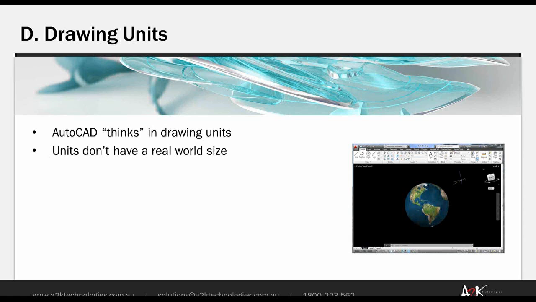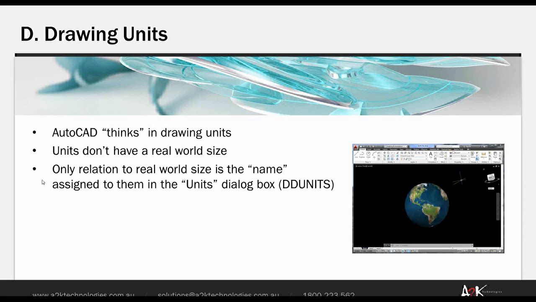Most important thing is units don't have a real world size. So a unit is just a unit. It doesn't have any value until you actually assign something to it. So as mentioned earlier, because it doesn't have a real world size, it only has something relative to the real world when you have a name and you assign that in the units dialog box. So for example, millimeters or meters.